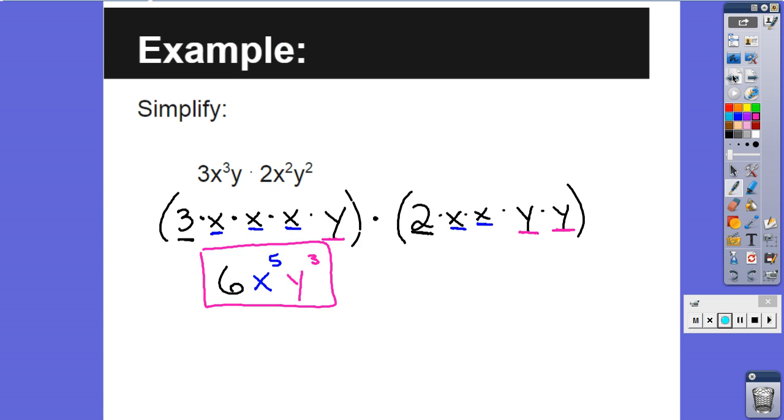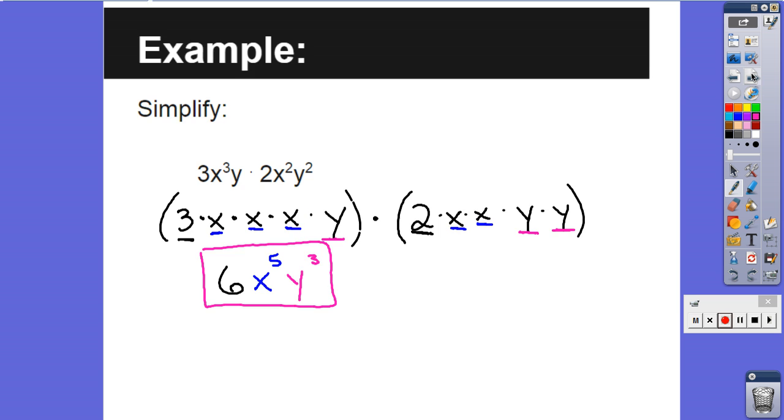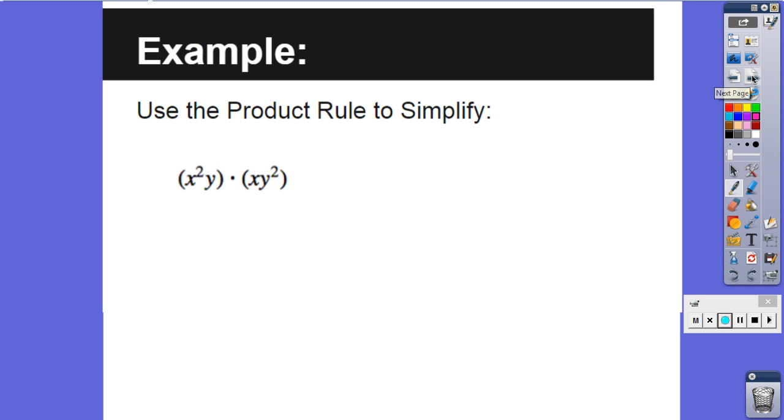So if we go back here just for a second, and we look at our very first original example, we had m to the third times m to the fourth, and when we wrote that all out and we counted them, we noticed, oh, we have 7 of them. But a trick or a shortcut is that, hey, I had the same base, and so I can add these exponents, and 3 plus 4 certainly is 7. So we can see that it does, in fact, work.